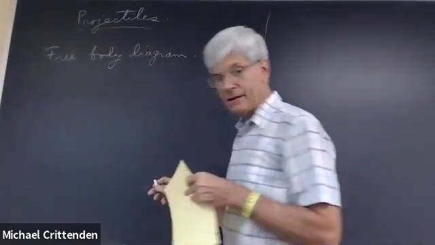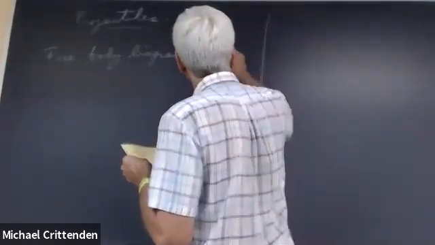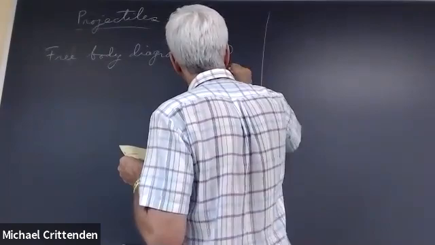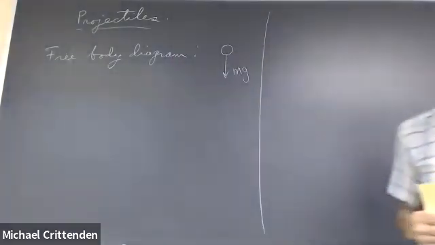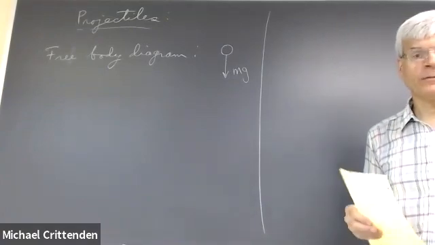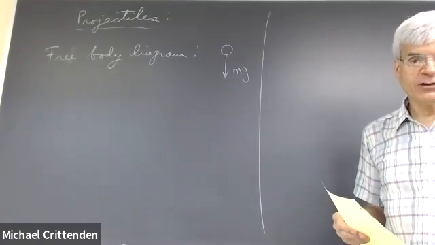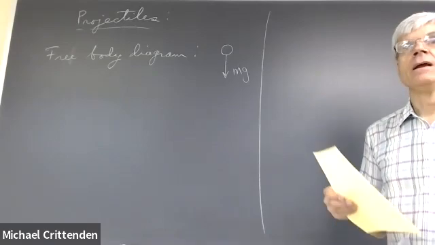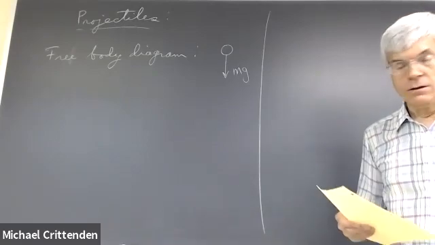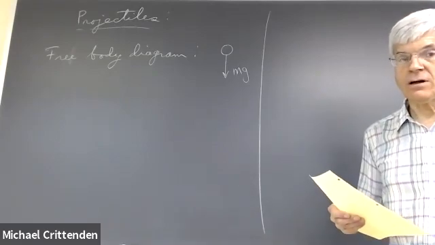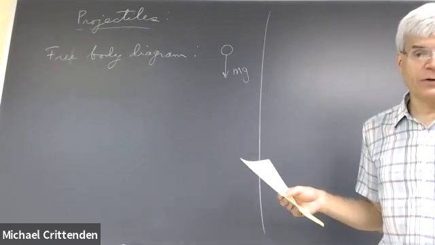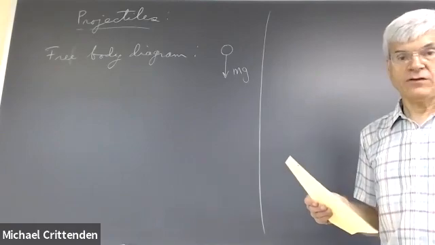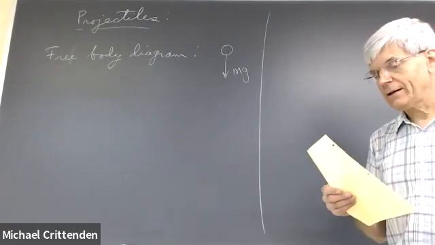Here's the free body diagram of that ball. That's it, one force. If we're assuming friction is small enough to ignore, then the only thing pushing or pulling on this ball is the Earth's gravity. This would be, of course, after it leaves your hand, okay? While it's still in your hand, it's not a projectile yet.